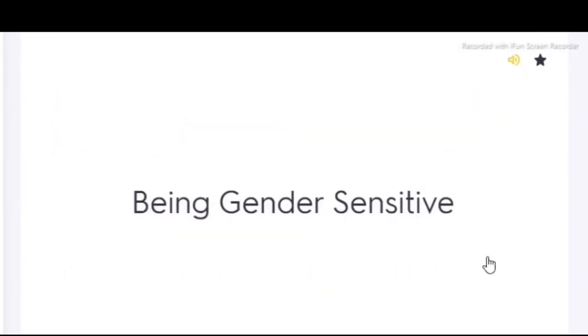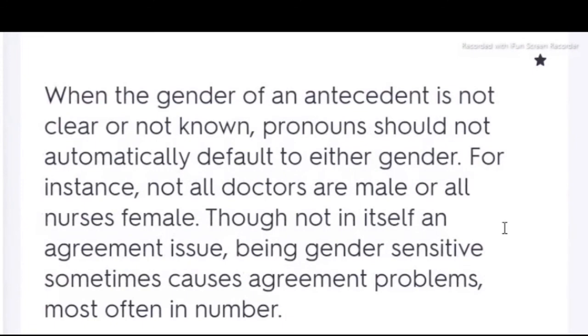Being gender sensitive. When the gender of an antecedent is not clear or not known, pronouns should not automatically default to either gender. For instance, not all doctors are male or all nurses female. Though not in itself an agreement issue, being gender sensitive sometimes causes agreement problems, most often in number.